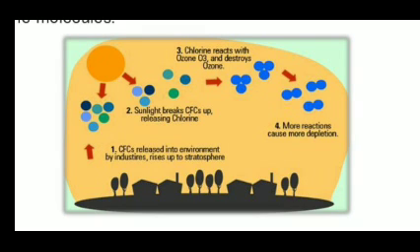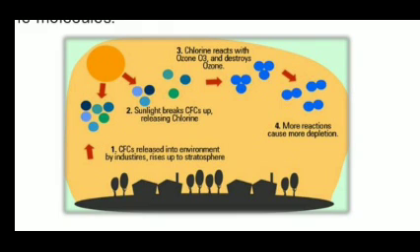When CFCs interact with sunlight, they break and form chlorine atoms. This active chlorine atom reacts with ozone, then forms chlorine monoxide. The breaking of ozone. In the third step, chlorine reacts with ozone and destroys ozone into oxygen molecules. In the fourth step, more reactions cause more depletion.